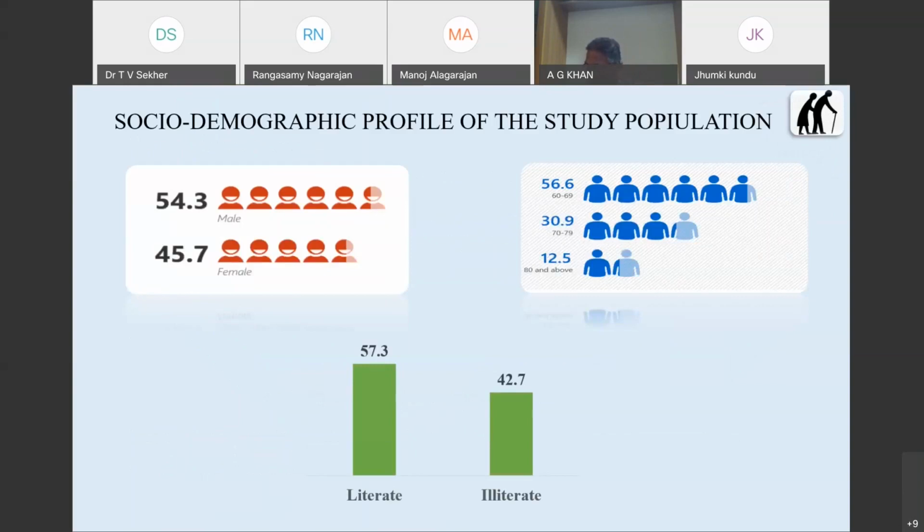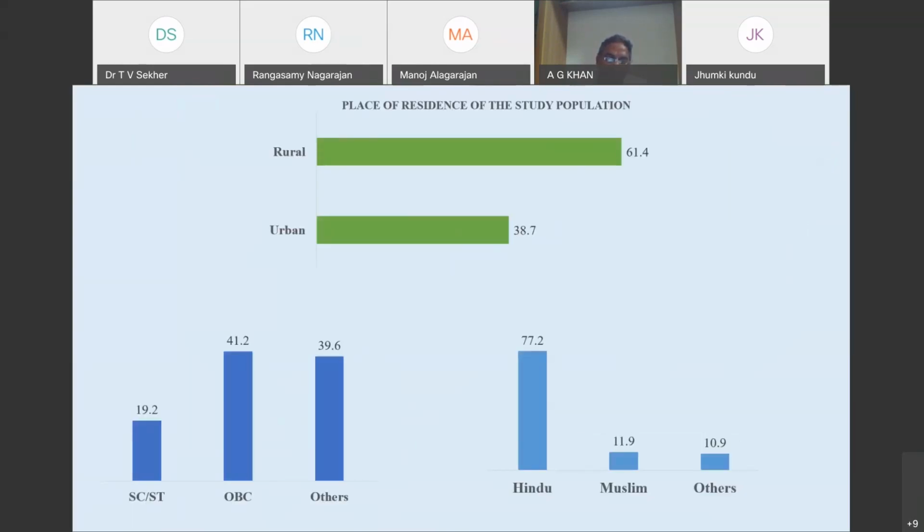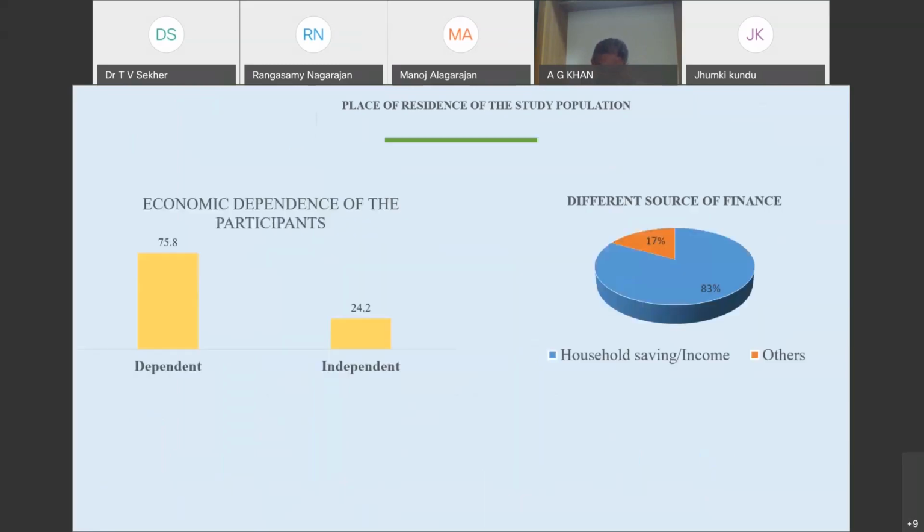The majority of the study population is male. 54% of the elderly are male and 46% are female. And the majority of the elderly people belong to the 60 to 69 age group. And more than half of the elderly people are literate. And the majority of the elderly people reside in rural areas, more than half of them. And the majority of the study population belongs to the other backward classes, and they are from the Hindu religion.